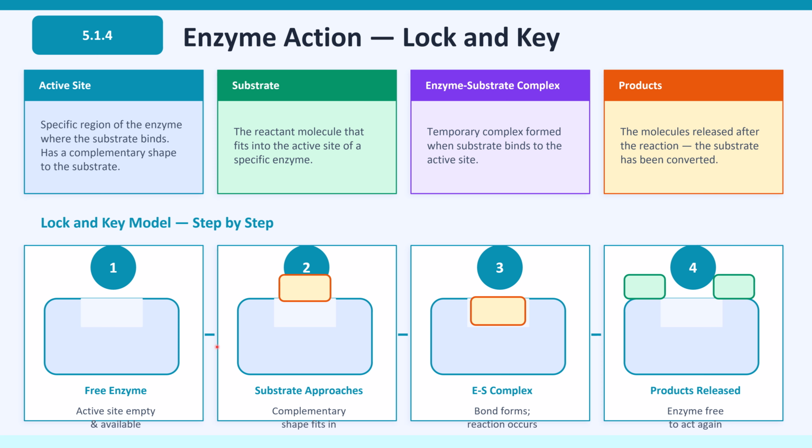So here are the 4 steps of the lock and key model. First is free enzyme, active site empty and available. Second is substrate approaches, complementary shape fits in. Third is enzyme substrate complex, bond forms, reaction occurs. Fourth is product released, enzyme free to act again. And that is the lock and key model in 4 easy steps. Just remember, the enzyme is the lock, the substrate is the key, and they must be complementary.